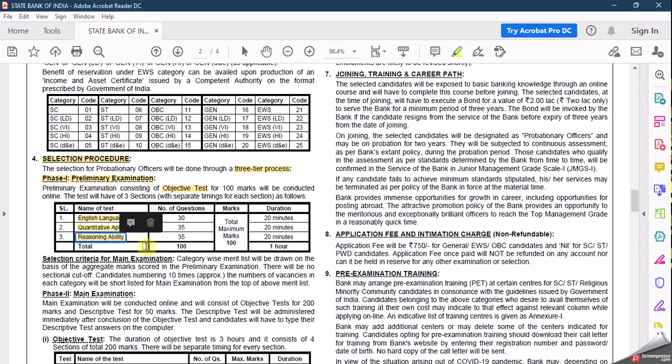So here they have shown the number of questions. How many questions are there? From English 30 questions will be asked, from aptitude 35, and from reasoning 35 questions. This comes out to a total of 100 questions and 100 marks. For each section, English, aptitude and reasoning, the timing provided is 20 minutes. That means for each section you will get only 20 minutes, and this adds up to 1 hour.